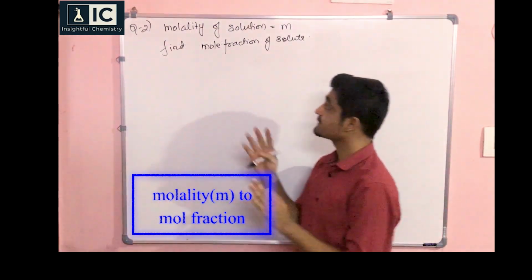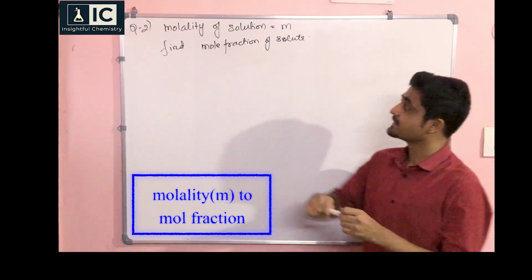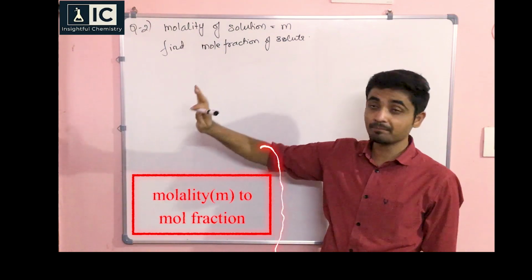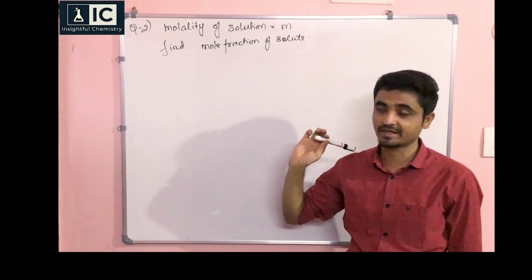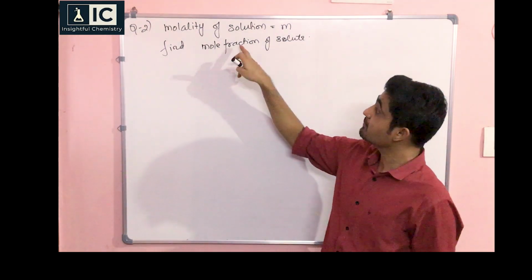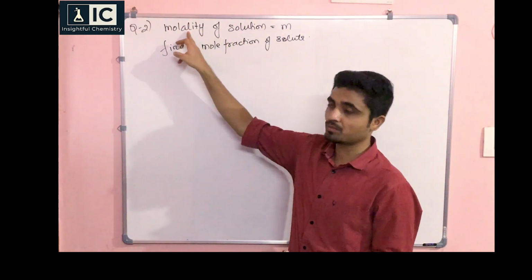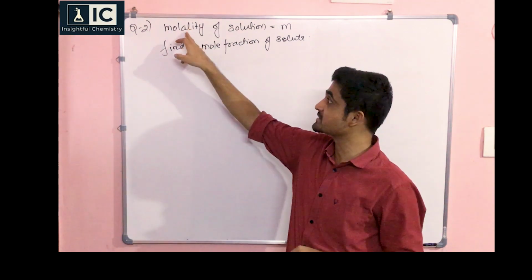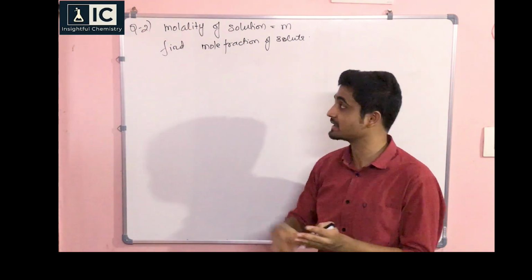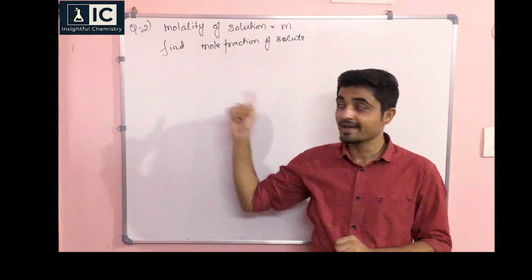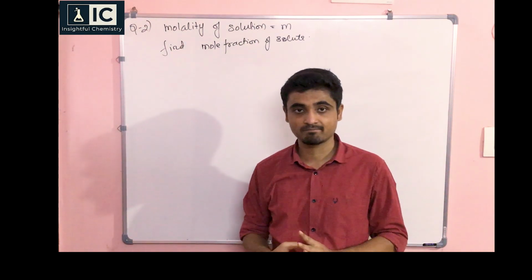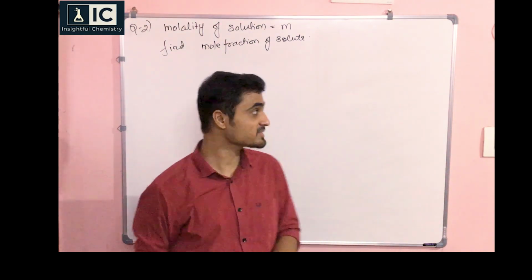Alright, let's look at the second question. What does it say? That molality small m is given of the solution, right? And it is saying find mole fraction of solute. Now you tell me, this is which group? Group 1, group 2. So this is group 2, right? Mass related. This is also mass related. Therefore I don't need density, right? So our game becomes simple.